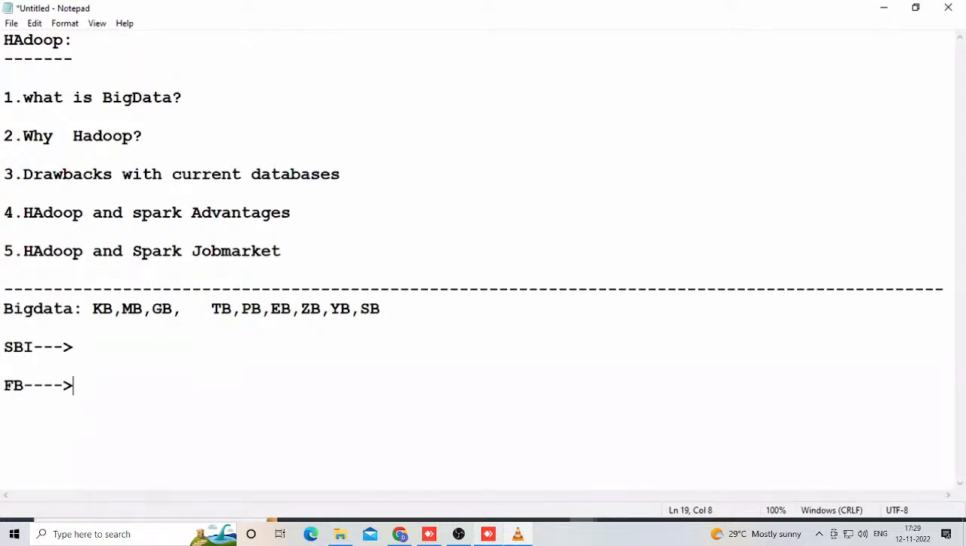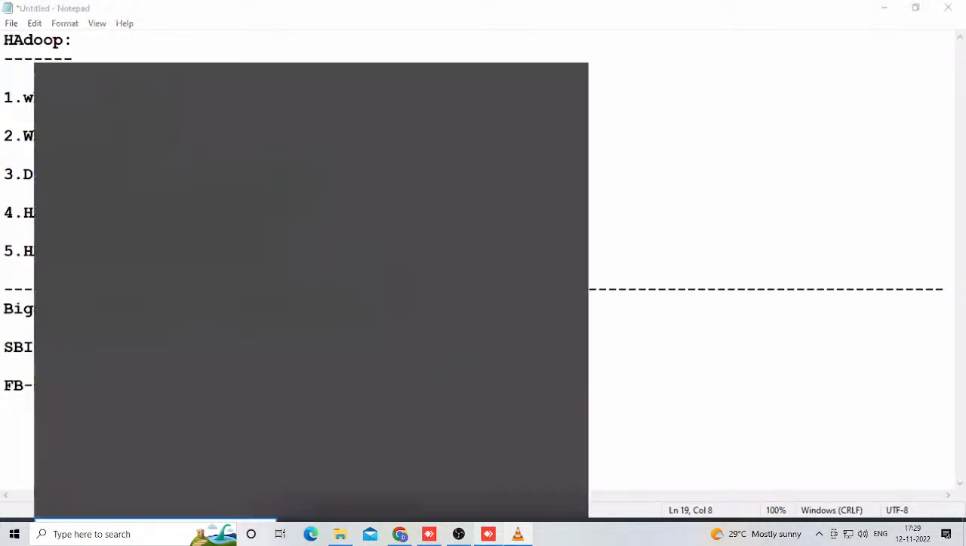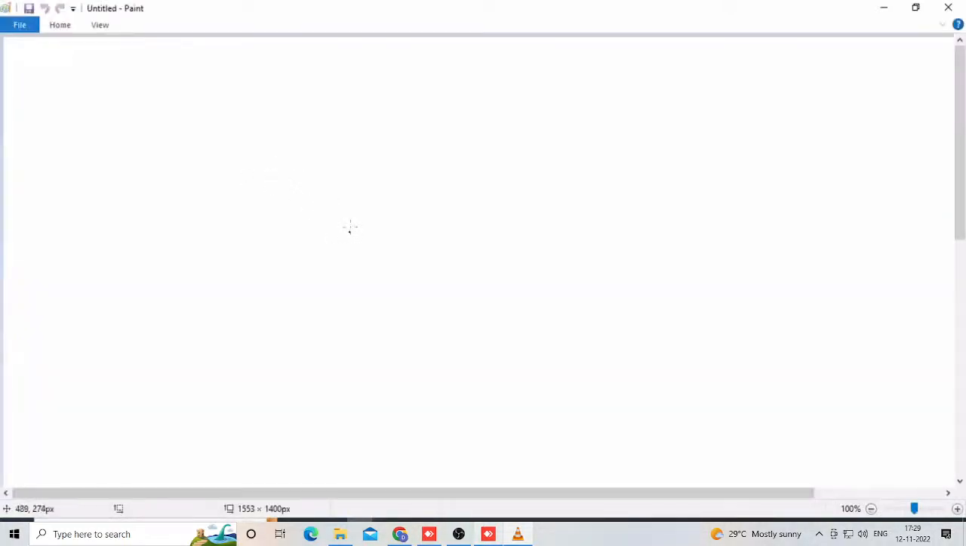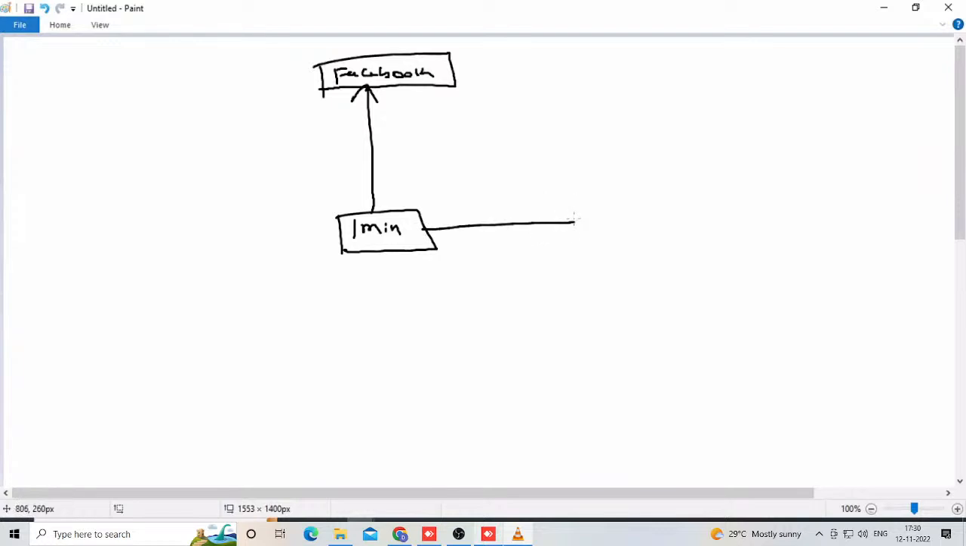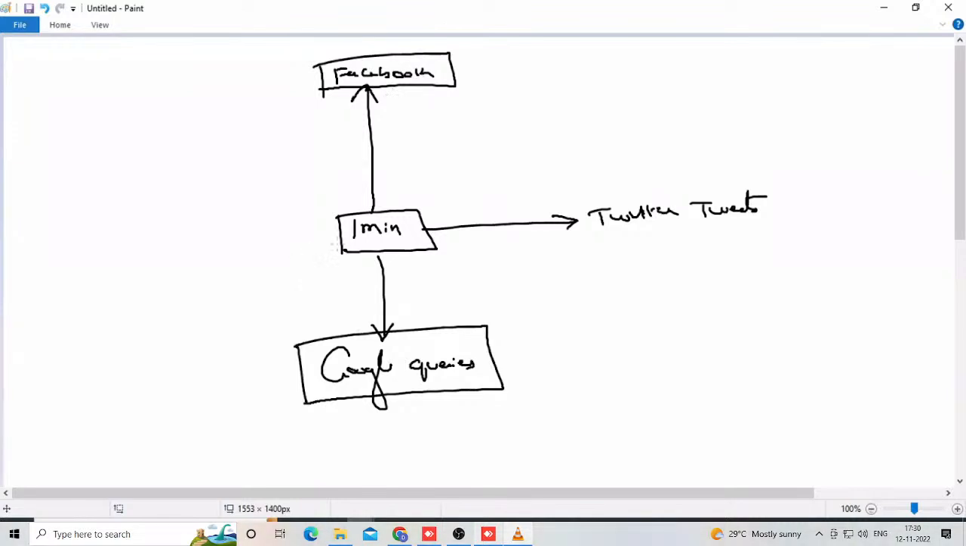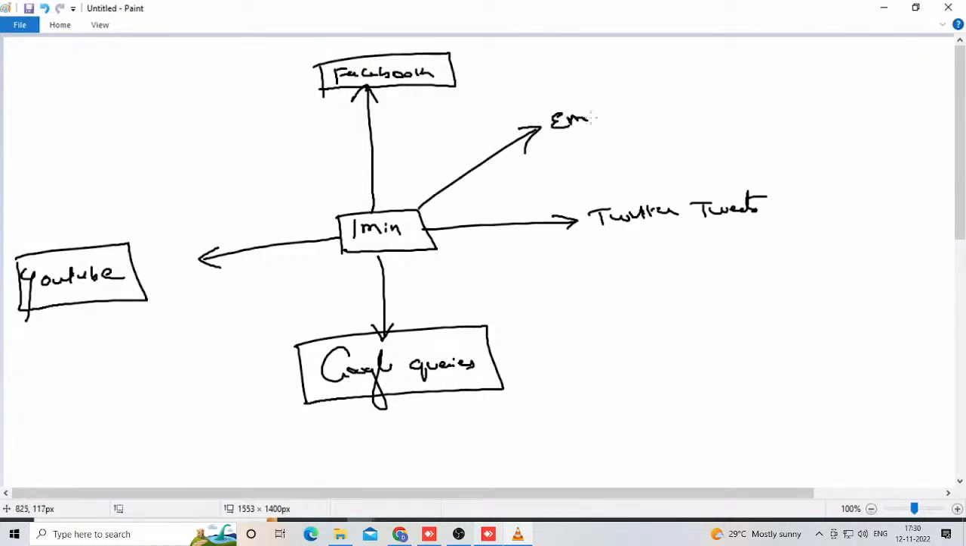Not only Facebook, today any application is generating huge data. Even if I take just one minute of transactions, they generate huge data. Facebook has millions of users making multiple transactions. Twitter tweets keep getting generated. You query in Google, so huge data: what is the data generated by Google in a minute? Or you create your own videos and upload them to YouTube: what should the storage capacity be to store all the videos? Or millions of users using email messaging: what should the storage capacity be to store all these messages?